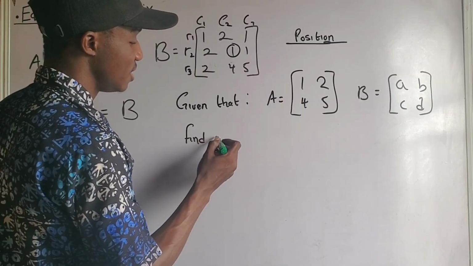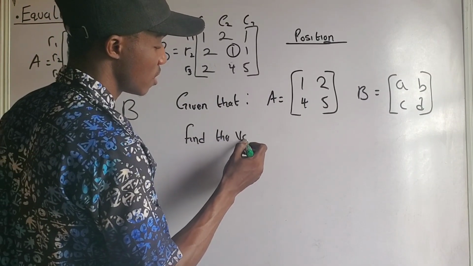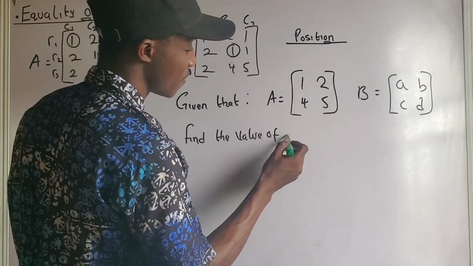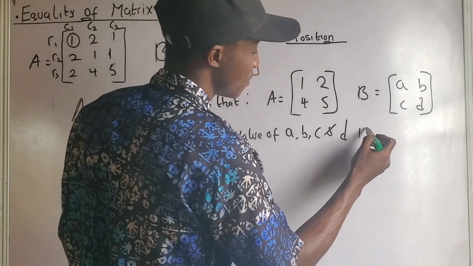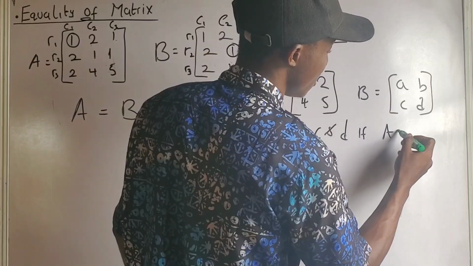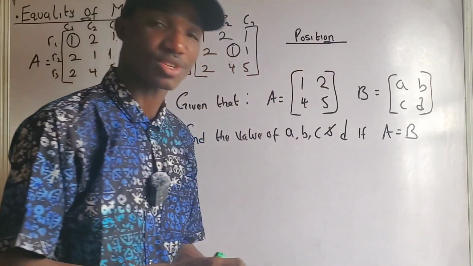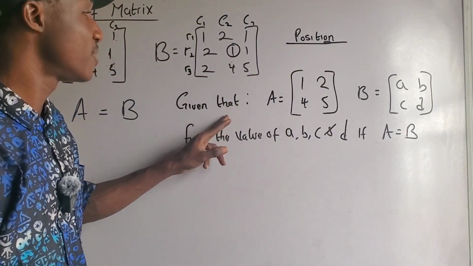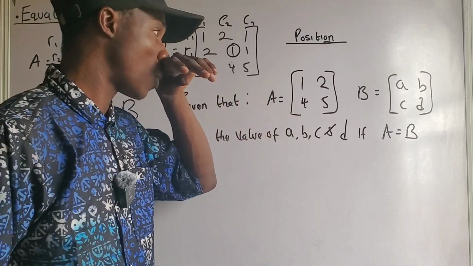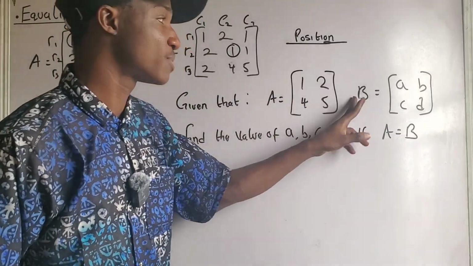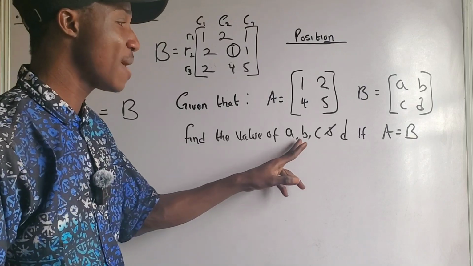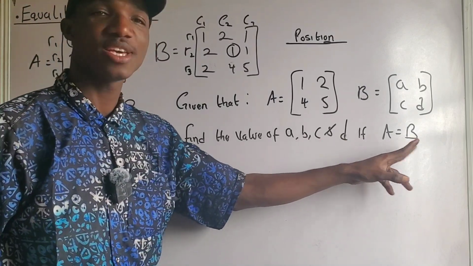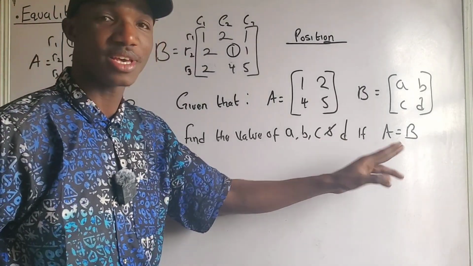Find the value of A, B, C, and D if A equals B. That's the question. Given that matrix A equals 1, 2, 4, 5 and matrix B equals A, B, C, D, find the value of A, B, C, and D if A equals B. That is, if matrix A equals B.